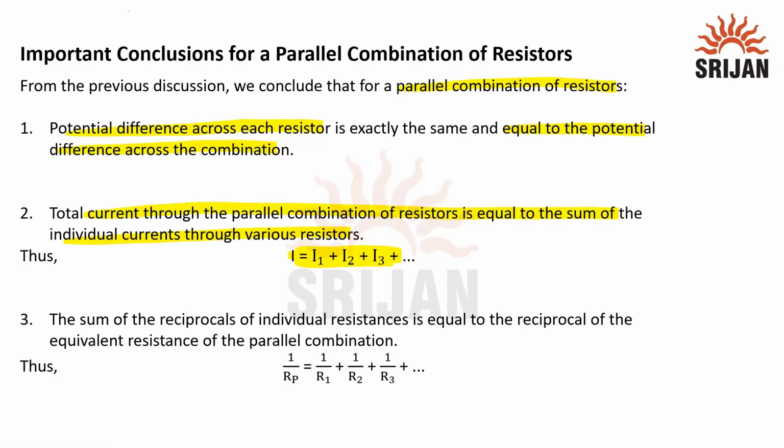The next point is the expression of equivalent resistance in case of parallel combination, that is the sum of reciprocal of individual resistances is equal to the reciprocal of the equivalent resistance of the parallel combination, that is 1 by Rp is equal to 1 by R1 plus 1 by R2 plus 1 by R3 and so on, depending upon the number of resistors joined in parallel.